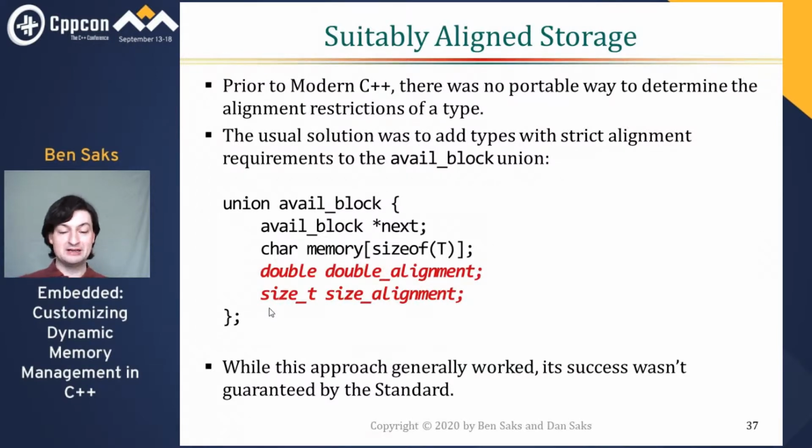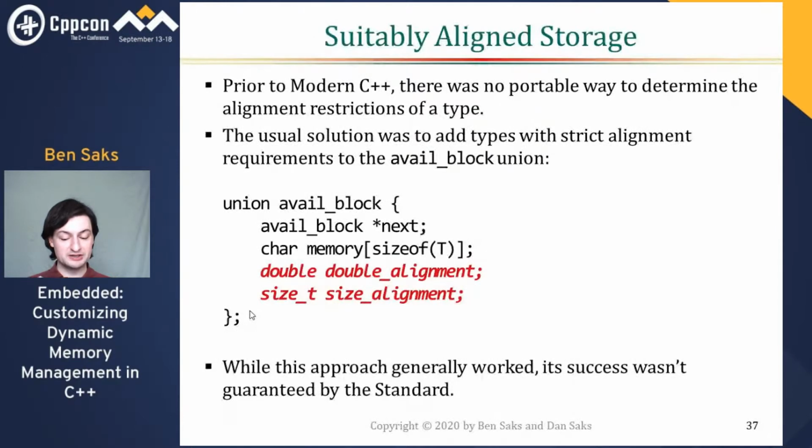It might be that there's some type in your system that has a more restrictive alignment than a double, maybe a long double, for example, in which case this block would not necessarily be aligned in such a way that you could allocate a long double safely. So often this would work. For most of the objects that you would allocate, this approach of including extra types in the union would generally work, but it wasn't guaranteed.